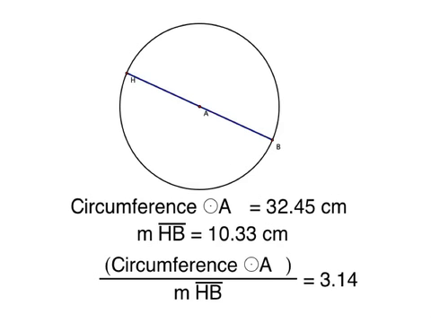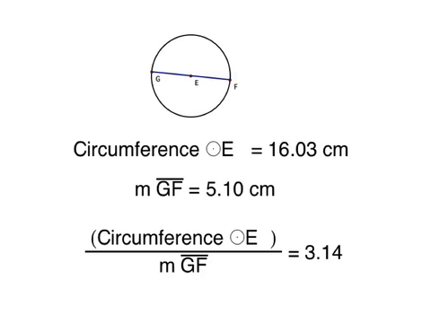Here's another example. The diameter is a little larger, and you can see the circumference is a little larger, but the circumference divided by the diameter is still 3.14. And in our final example, the circle is the smallest of the three. Circumference is just over 16 centimeters, and the diameter is just over 5 centimeters. The circumference divided by the diameter, once again, rounded to the nearest hundredth, is 3.14.